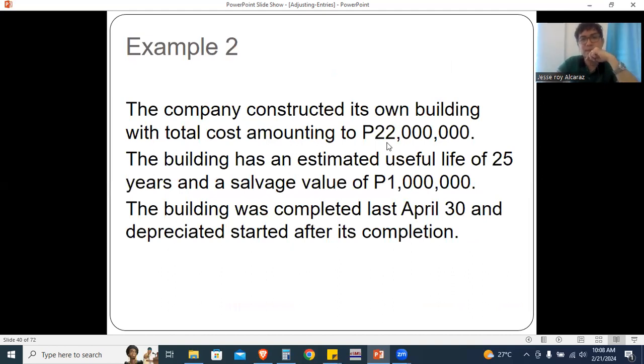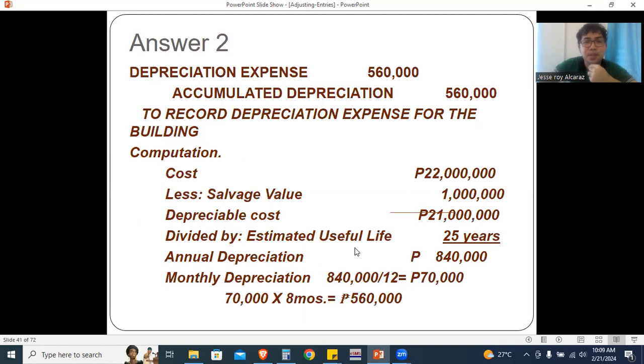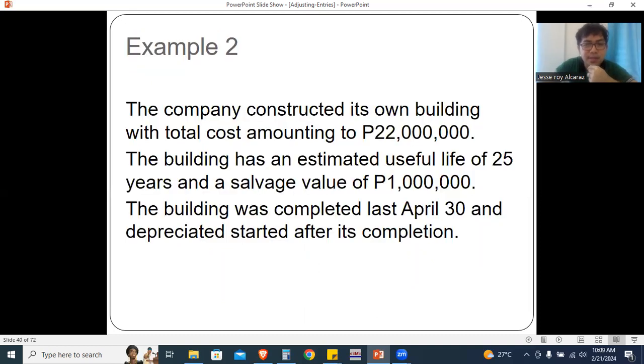Okay, example number 2. The company constructed its building. Cost is 22 million. The building has an estimated useful life of 25 years and a salvage value of 1 million. The building was completed last April 30. Okay take note na human siya April 30 and depreciated started after its completion. And then it's not explicitly stated, but I presume that the adjusting entry required is at the end of the year, December 31. So ihapon sa nato.